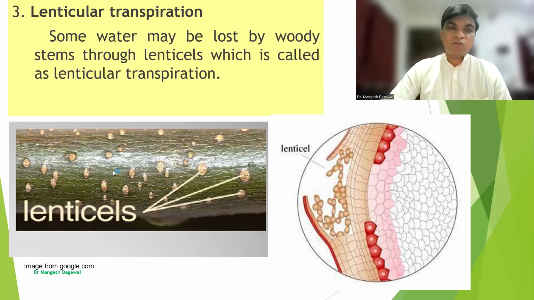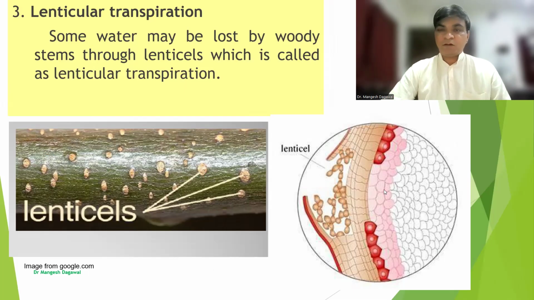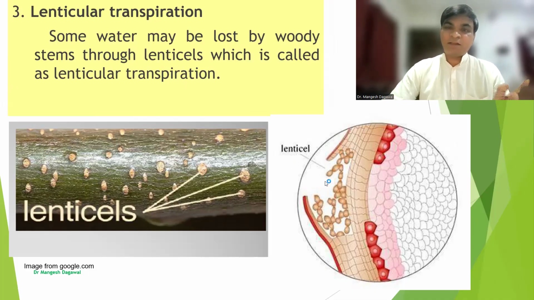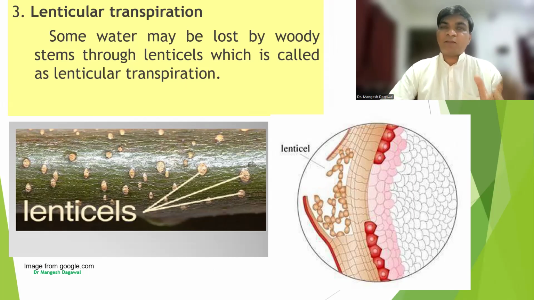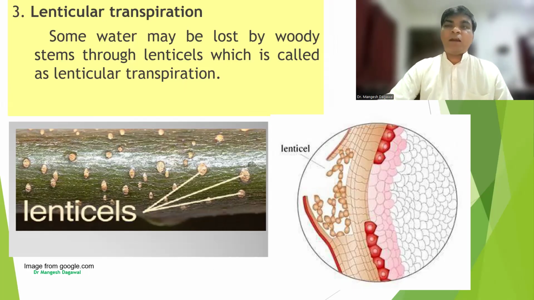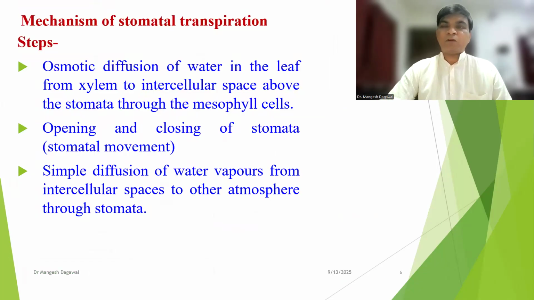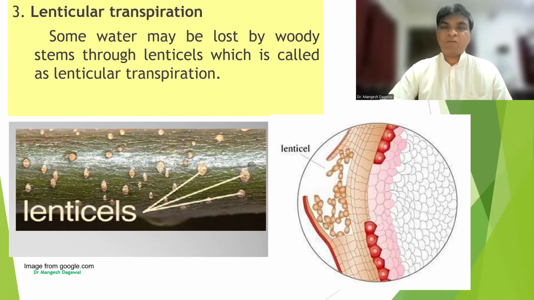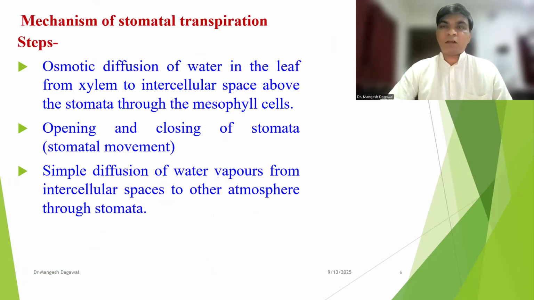Here in this picture, this is the woody structure. You can see these smaller pores. In this diagram, you can see the internal structure where this type of opening is called a lenticel. Through this lenticel, or opening, there is a loss of water. That type of transpiration is called lenticular transpiration. So these are the three types of transpiration that we have seen. In the next video, we will see the mechanism of stomatal transpiration.